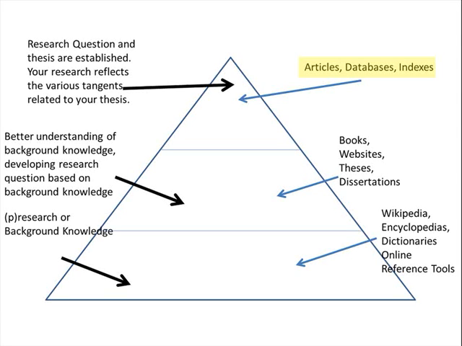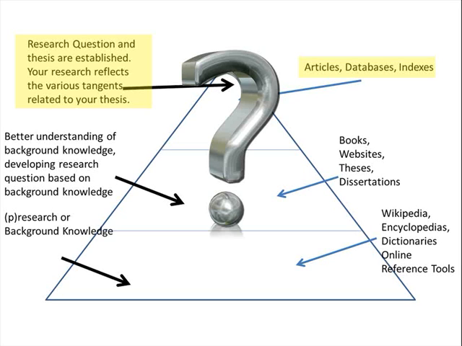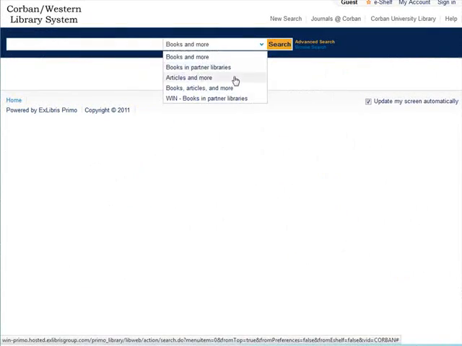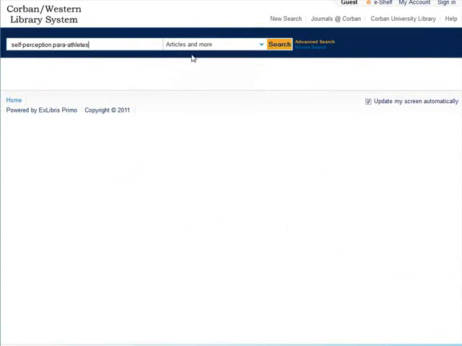Articles are typically at the top. Since our research question or thesis is at the top, doesn't that mean that I can look for articles right away? Well, yes and no. Let's give it a shot. Two key ideas are self-perception and para-athletes.